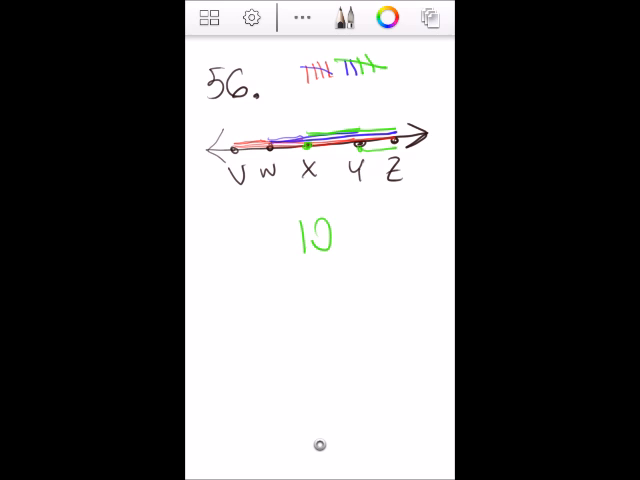So there are 10 different line segments that can be made there, which is answer choice C. Make sure that you don't jump to conclusions on that one and miss a super easy question that just involves counting.